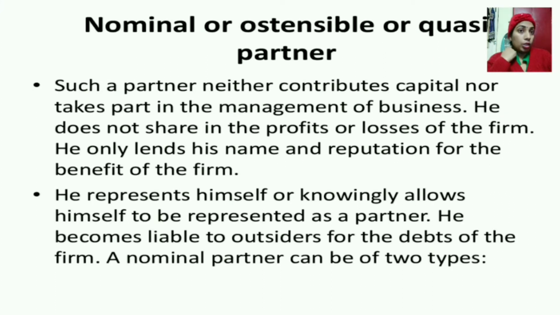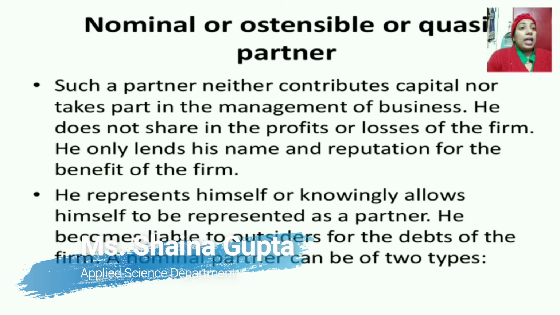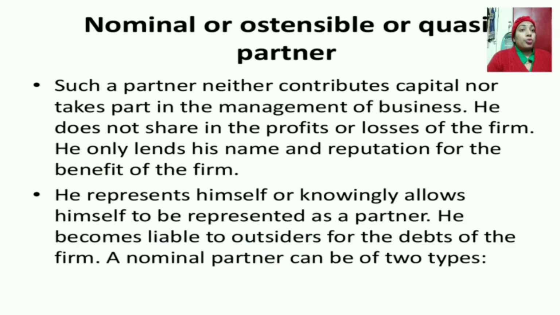Then comes nominal or ostensible or quasi partners. Such a partner neither contributes capital nor takes part in the management of business. If he is not contributing money and not taking part in the management work, why is he a partner of the firm? He is also not entitled to get the profit or contribute towards the losses. Here the partner is made a partner only because of his name or his reputation that can benefit the firm.